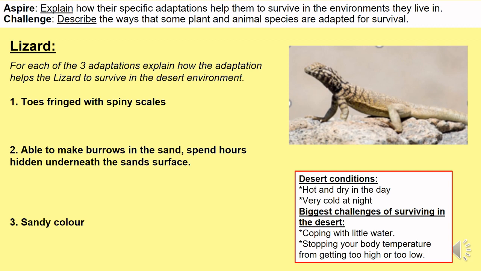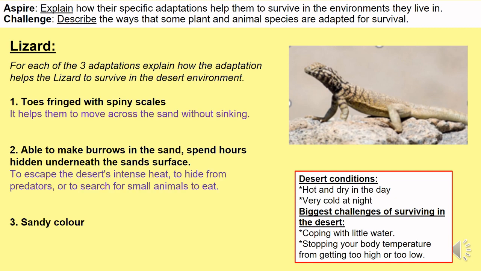Okay, brilliant. So the toes then, fringed with spiny scales that this lizard has, help it to survive because it enables it to move across the sand without sinking. The spiny scales also help it to walk on these really prickly, really hard rocks without hurting its feet. It's able to make burrows in the sand so it can escape the desert's heat. If it hides underneath the sand surface, it will be cooler. It also helps it to hide from predators or allows it to search for any small animals that might also exist in burrows beneath the sand.